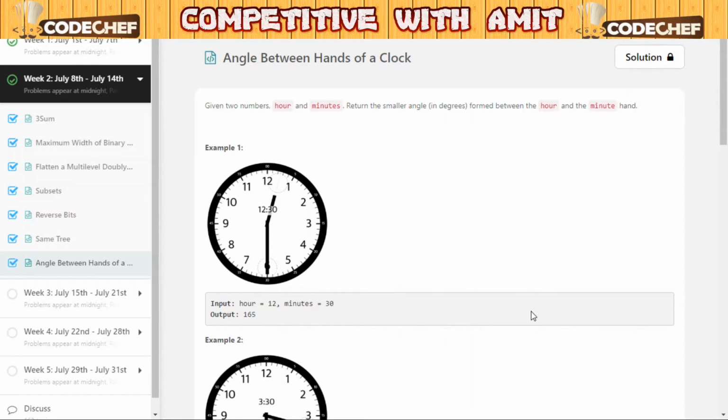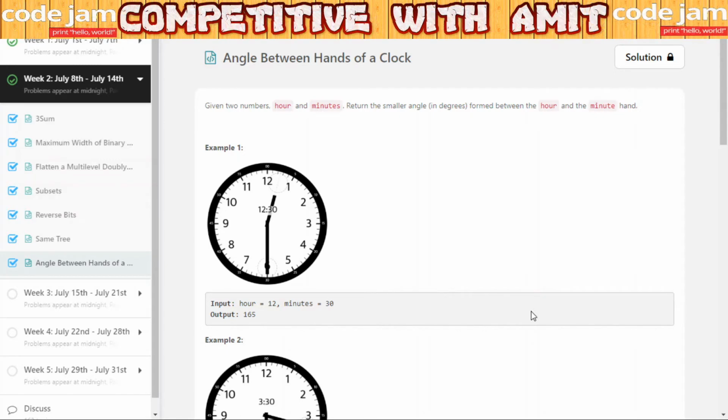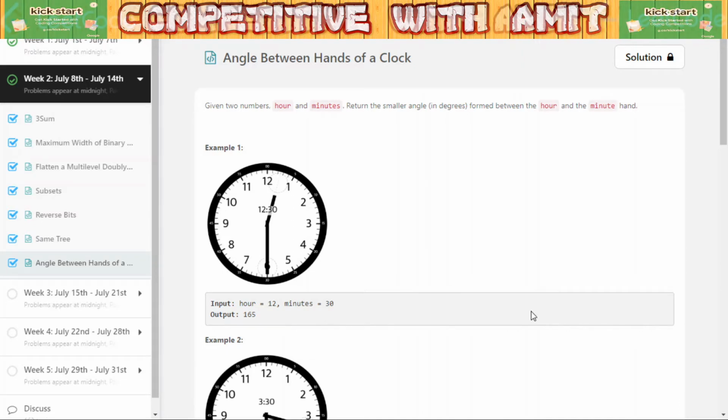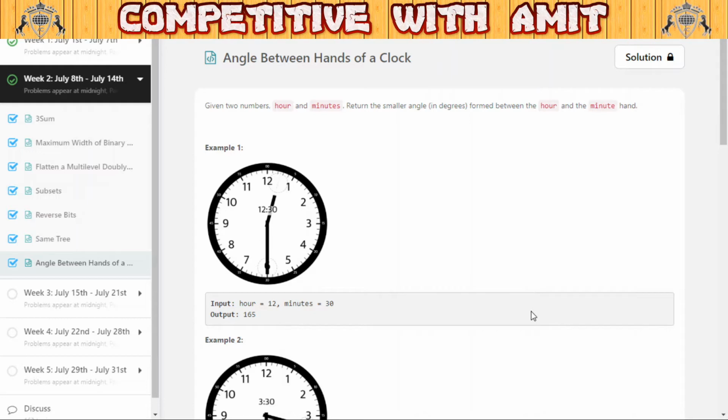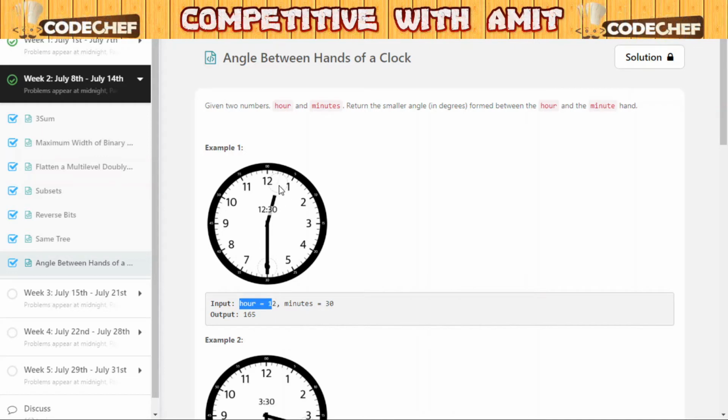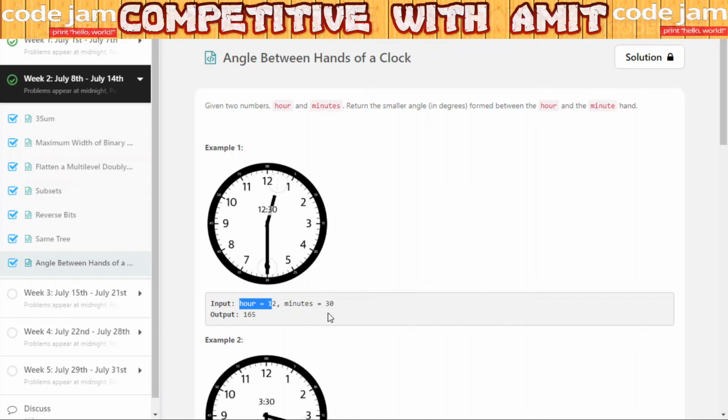Today we will solve the 14th question of July LeetCode. So today's question is very simple. What we have to do? We have to find the angle between the hour hand and the minute hand. Now what we are given are two variables. The first variable will be hours and the second variable will be minutes. So hours will point the hour hand and minutes will point the minute hand.